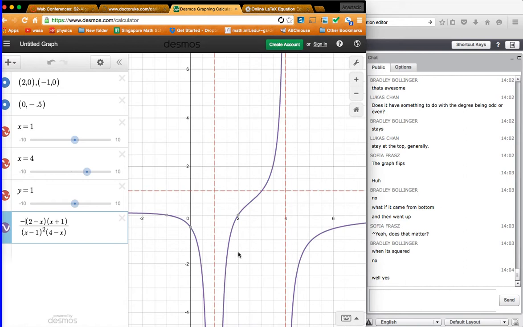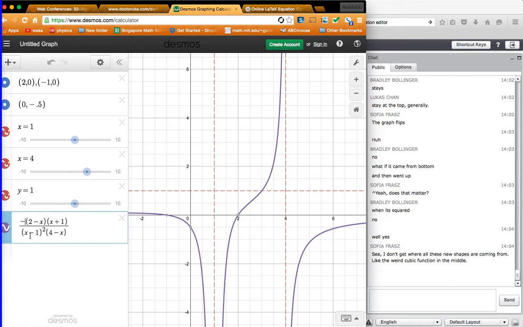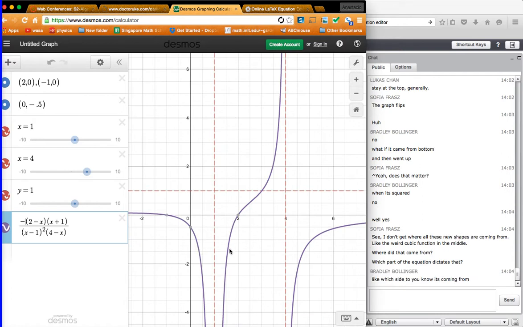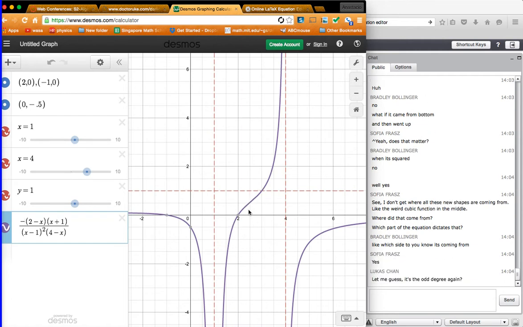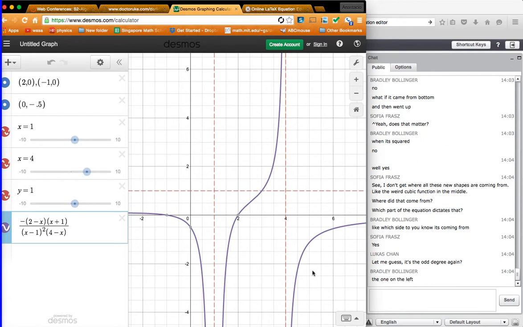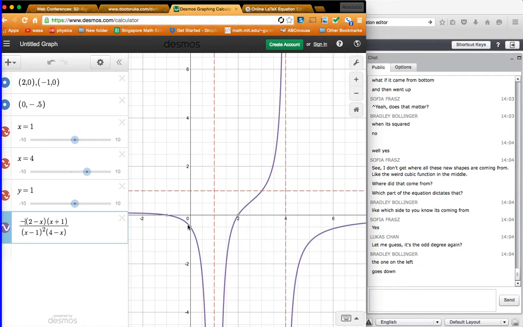Yeah. Well, the way I was able to, hold on. See, I don't know where all these new shapes are coming from, like the weird cubic in the middle. I don't know what the problem is. You're talking about this cubic function in the middle? The one on the left. Okay, you're talking about this guy, this one going down. You don't understand why it went down. Is that what you're saying?